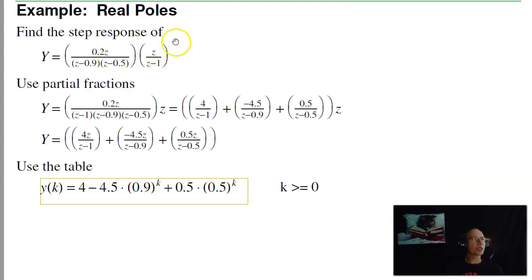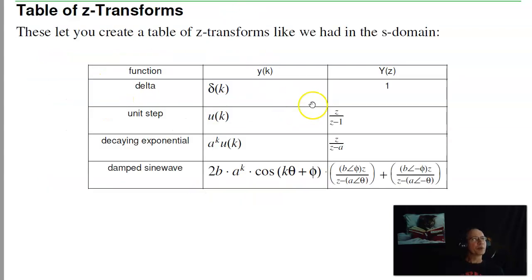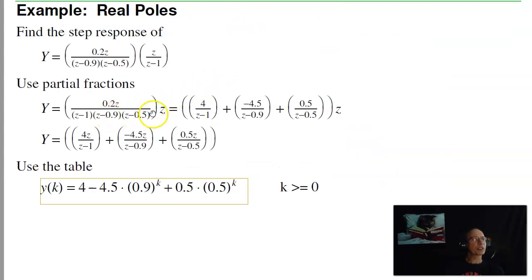And if you're wondering how to use that, suppose here's my system, G of z. Find the step response of G of z. So I take G of z times the step, z over z minus 1. Now, this is not in my table up here, but a single pole is in my table. So let's use partial fractions.